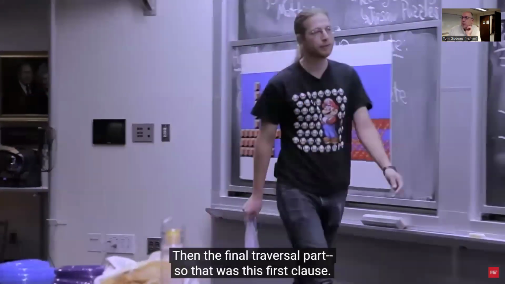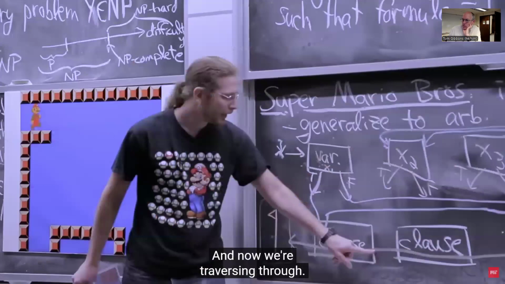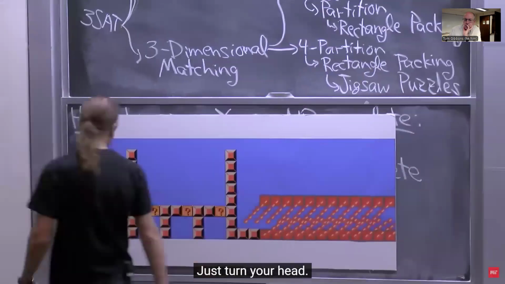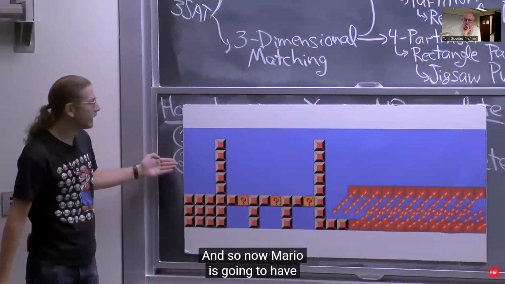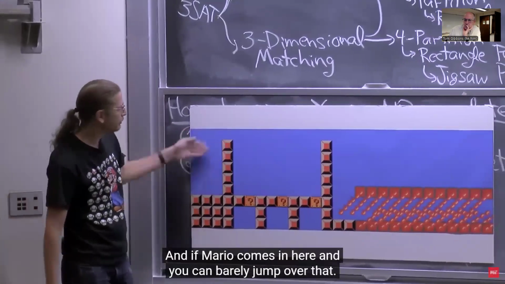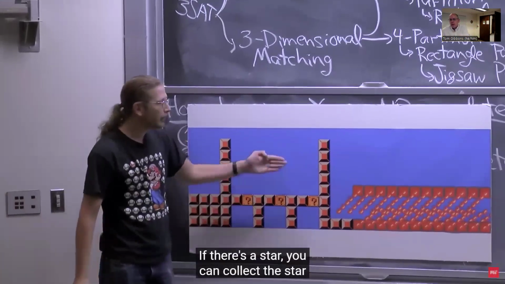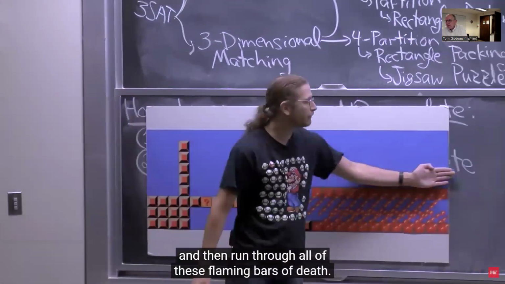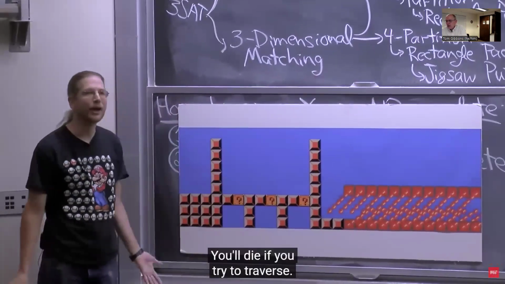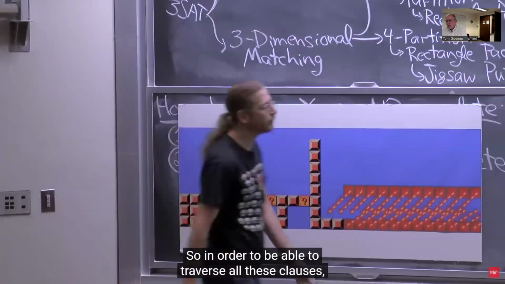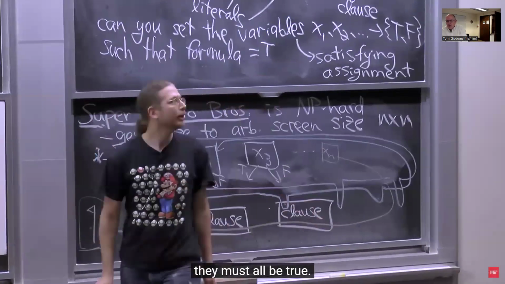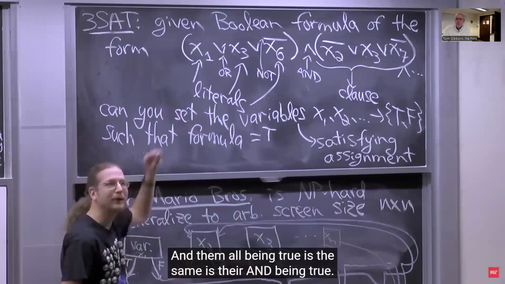Then the final traversal part. That was the first clause, and then we're traversing through. Actually, in this picture, it's left to right. Just turn your head. Now Mario's going to have to traverse this gadget from left to right on this top part. If Mario comes in here, you can barely jump over that. If there's a star, you can collect the star and then run through all of these flaming bars of death. If there's no star, you can't. You'll die. So in order to be able to traverse all these clauses, they must all be true. And them all being true is the same as their AND being true.